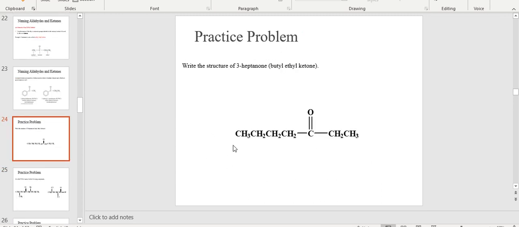Write the structure of 3-heptanone. Okay, so how do you recognize? You're not going to have to draw these, but you're going to have to be able to recognize 1 out of 4, right? A, B, C, D. So how do you do this? Start with your heptanone. All right, and draw your 7 carbons. 1, 2, 3, 4, 5. 3-heptanone.